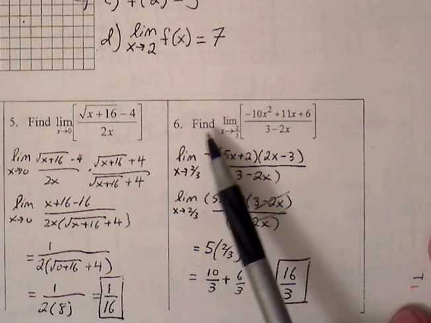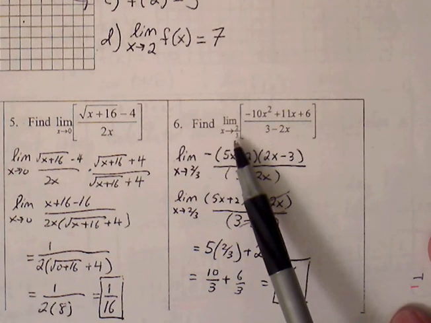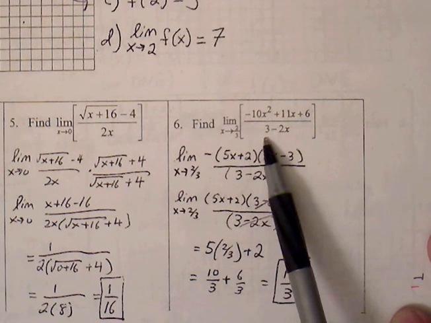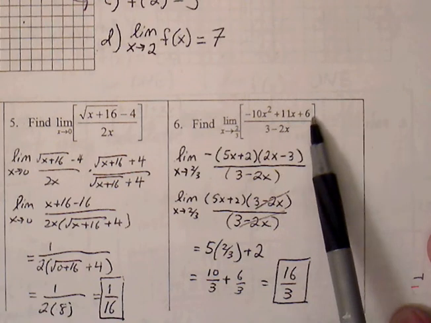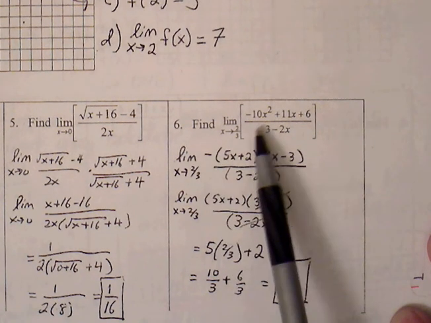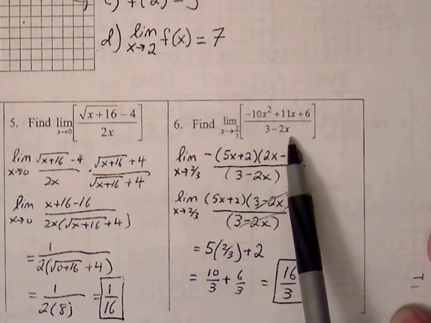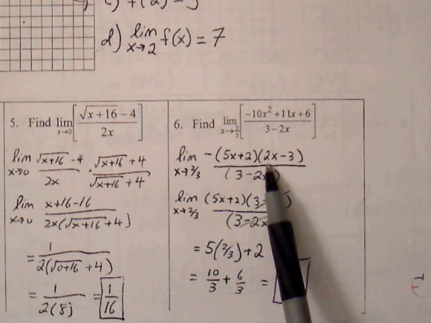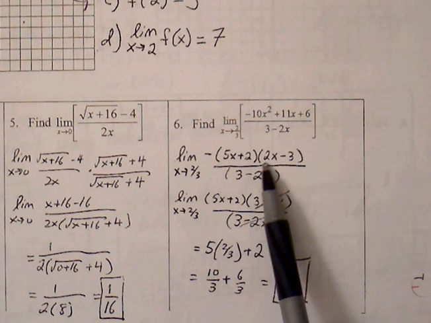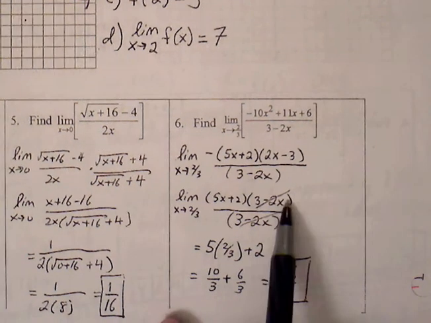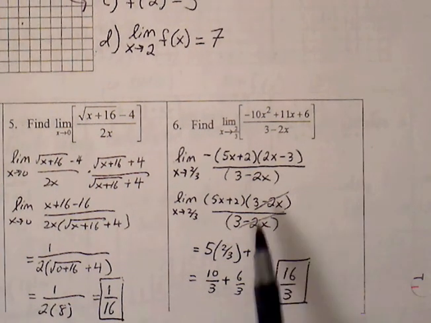Okay. Number 6, first thing we do is we plug in the 2/3, and it's going to allow the numerator and the denominator to be 0 over 0, which means we can continue working with trying to factor and finding common factors. So the numerator will give us negative 5x plus 2 times 2x minus 3. Denominator stays as 3 minus 2x. We cancel out the numerator and denominator.